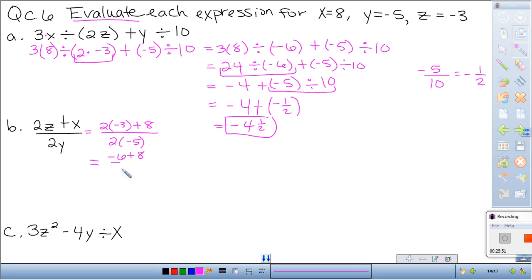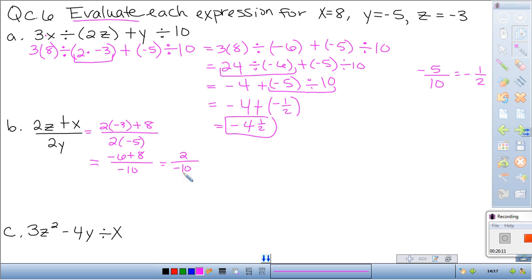So 2 times negative 5 is negative 10. But we have to add these together before we can divide. So negative 6 plus 8, they have different signs. Subtract. 8 minus 6 is 2. 8 is bigger, so our answer is positive. 2 divided by negative 10.